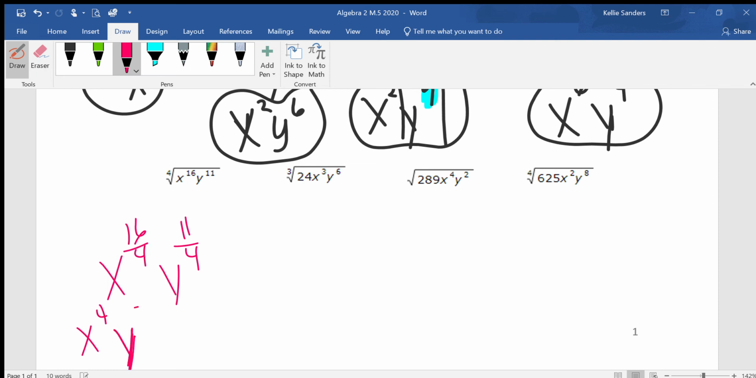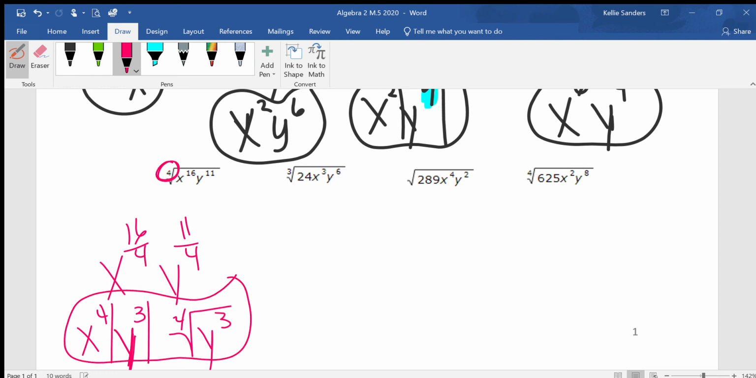11 over 4 goes 3, but I have some left over. How many do we have leftovers? 3. And since 4 is even, this 3 has to go inside the square root, or absolute value.